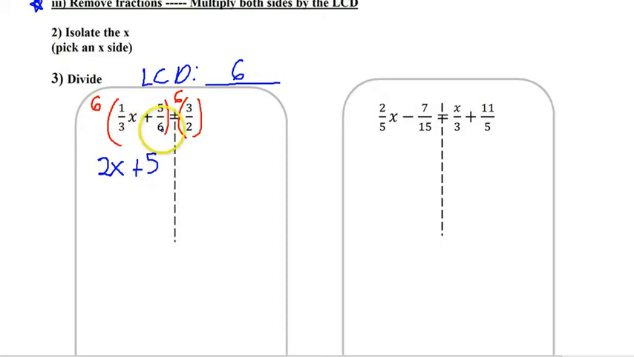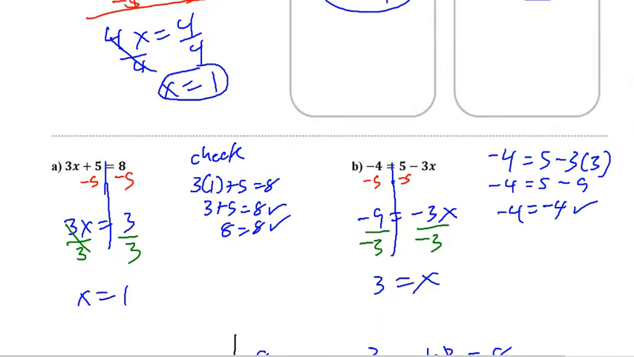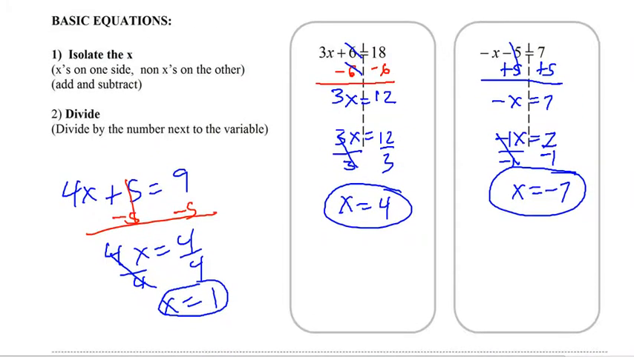6 divided by 6 is 1. 1 times 5 is 5. You get the idea? 6 times 3 is 18. 18 divided by 2 is 9. And then there is our basic linear equation. Remember, everything is going to break down into these little basic linear equations that we have right here, where we get to do the subtract or add and then divide.